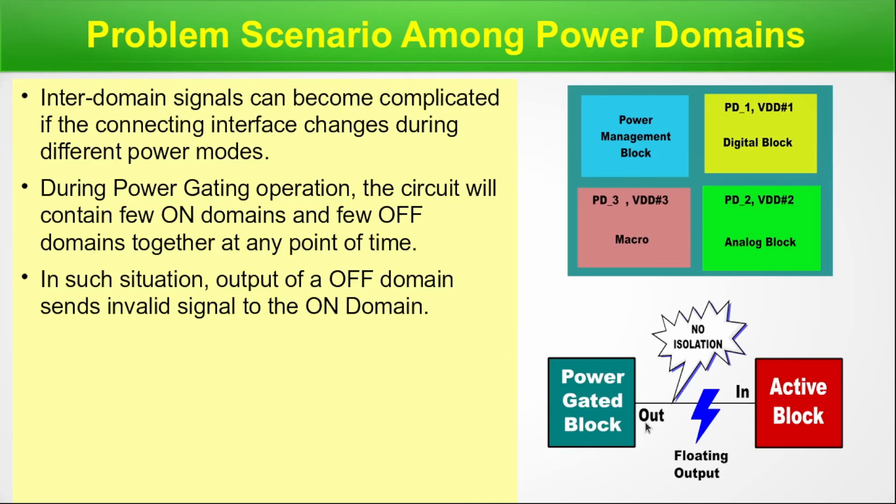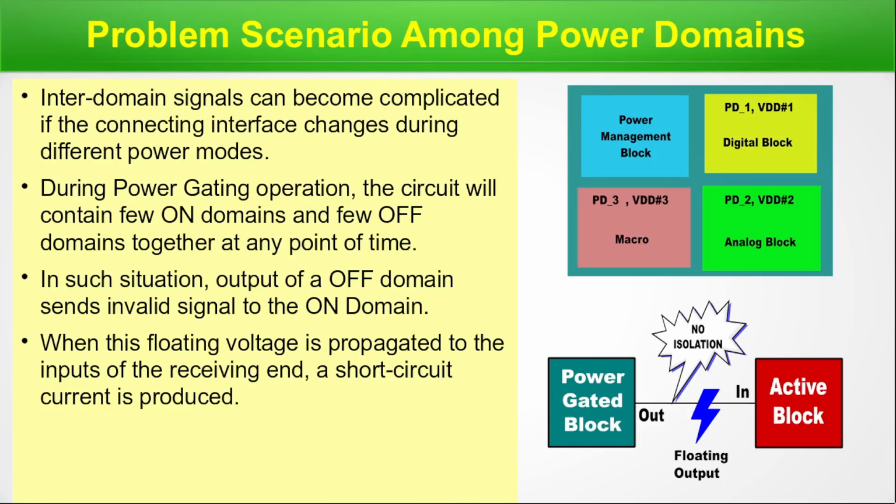So this is a power gated block. So imagine any of these blocks as this block, which is a power gated block, and another one is the active block. So this is the signal transmission line here, and here we see there is no isolation. And if there is no isolation, and the block is off, then this signal line will contain a floating output. So it could be 1, it could be 0, could be in between. So no one knows what is there. It is in a metastable state. So the active block receives an invalid signal here.